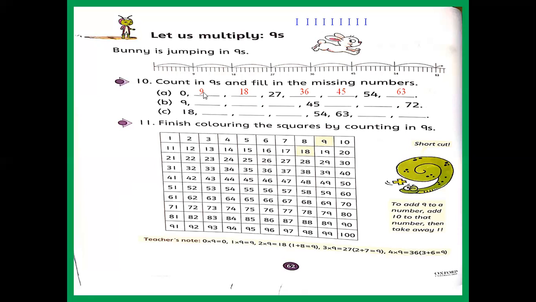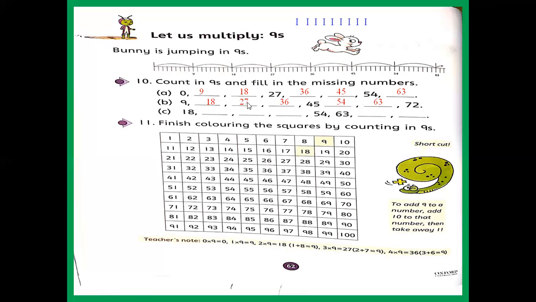Just look at this one. After 9, what comes here? 18, right here. 18, look at the A part. And after 18, 27, right here, 27. And after 27, 36, so right here, 36. After 36, 45, it is already written. 45 is already written. And after 45, 54, so right here, 54. After 54, 63, right here, 63. And after that is already written, okay?